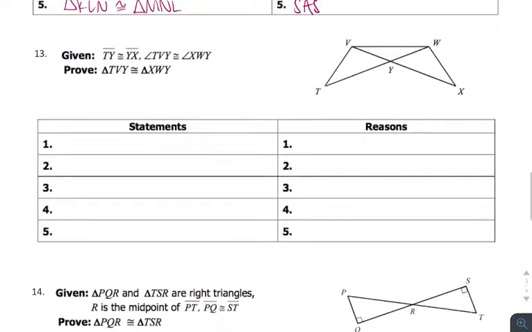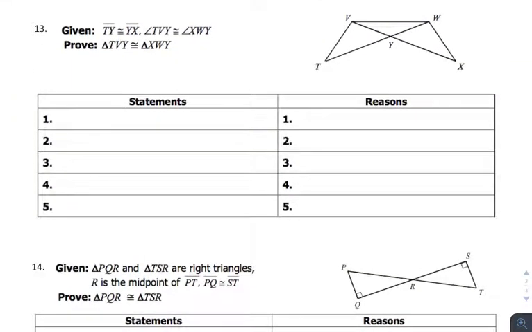All right, moving on to number 13. So 13 says that TY is congruent to YX, and that is given.